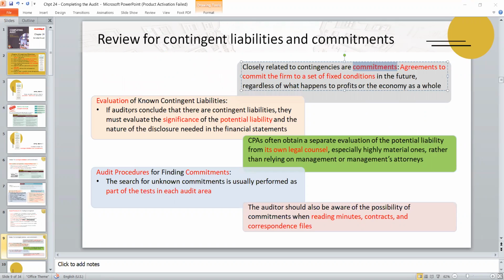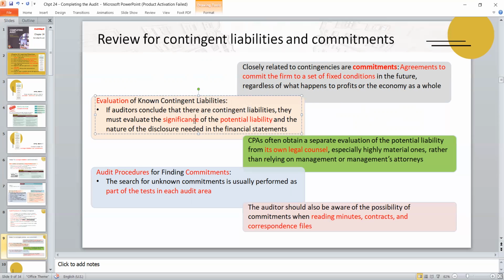Okay, so next is the evaluation of known contingent liabilities. Once again, evaluation of known contingent liabilities. These are contingent liabilities that are already discovered, detected, and identified. You know the exact amount, the real event, and what kind of possibility could likely happen to the company. So if the auditor concludes that there are contingent liabilities, they must evaluate the significance of the potential liability.